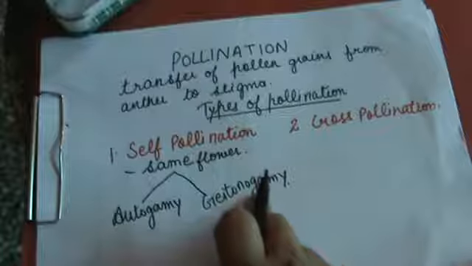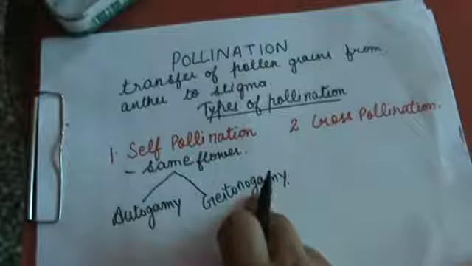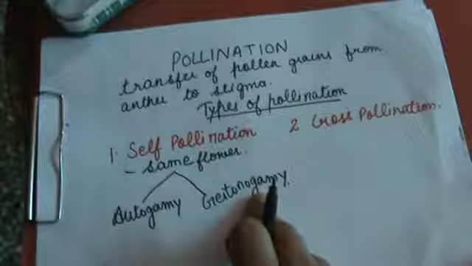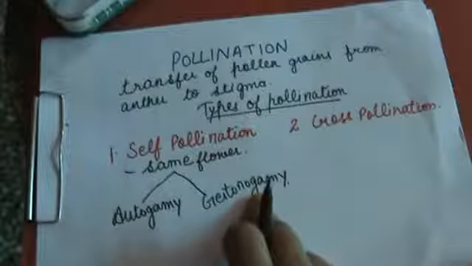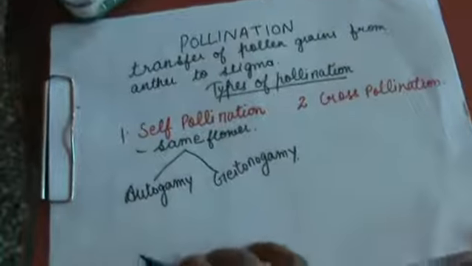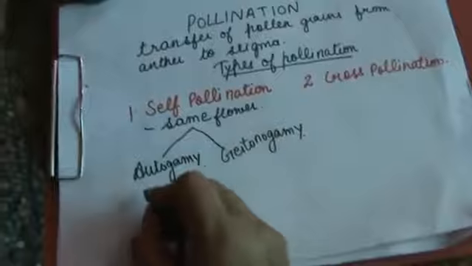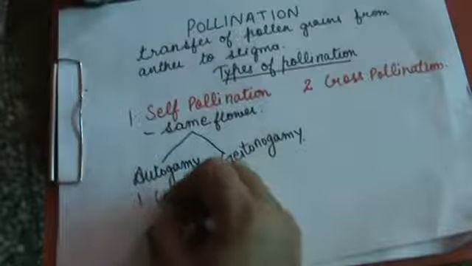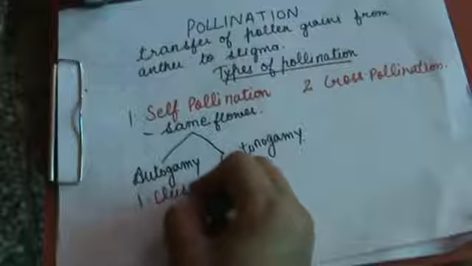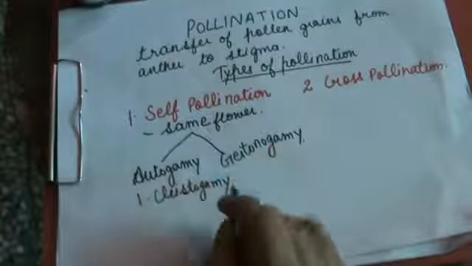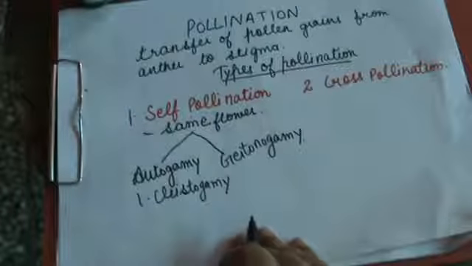Types of autogamy. Students, autogamy is of 3 types. First is cleistogamy. What is the meaning of cleistogamy?